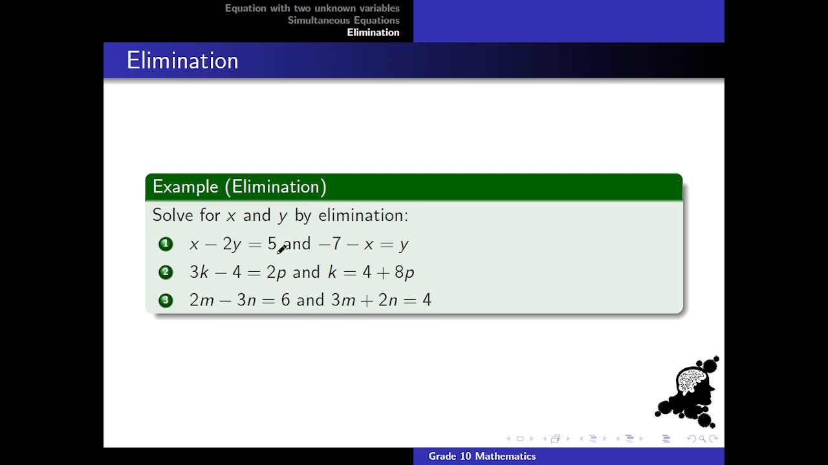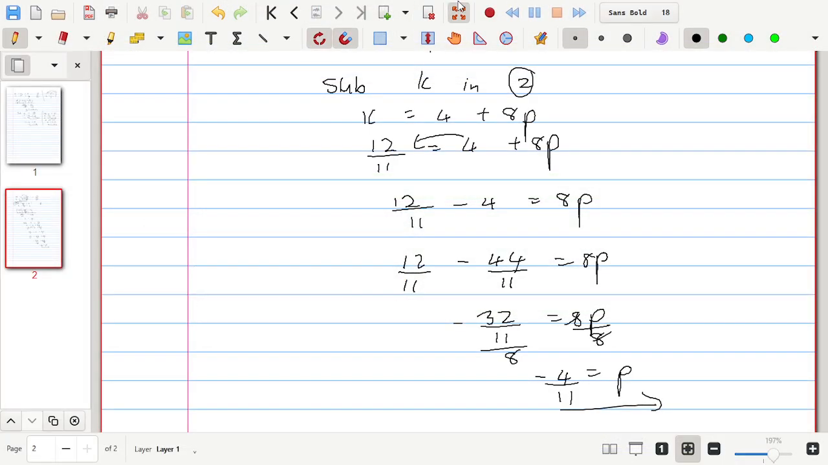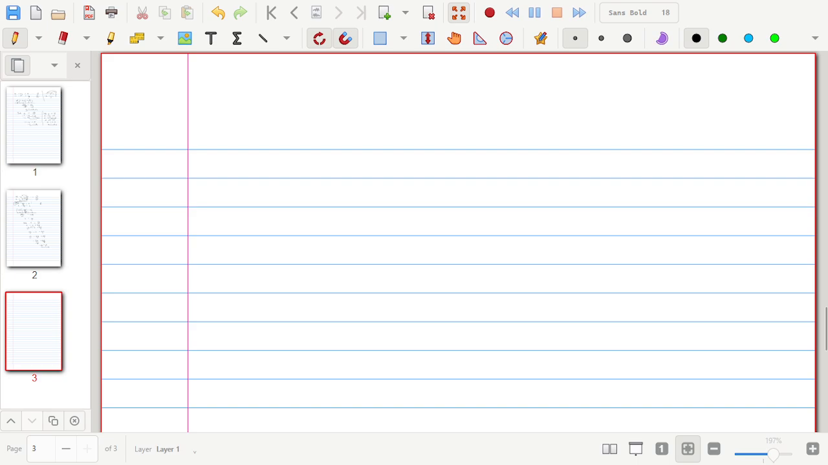So this is an interesting one. 2m minus 3n equals 6. 3m plus 2n equals 4. Let's copy this down. So open up a new sheet of paper and let's copy down this question. So we've got 2m minus 3n is equal to 6. Then 3m plus 2n is equal to 4. So let's label this equation 1. Let's label this equation 2.